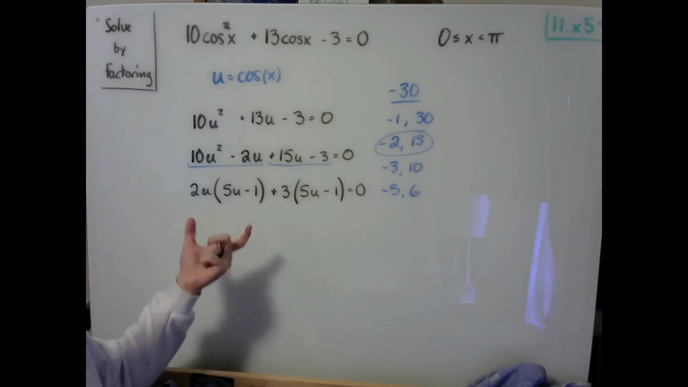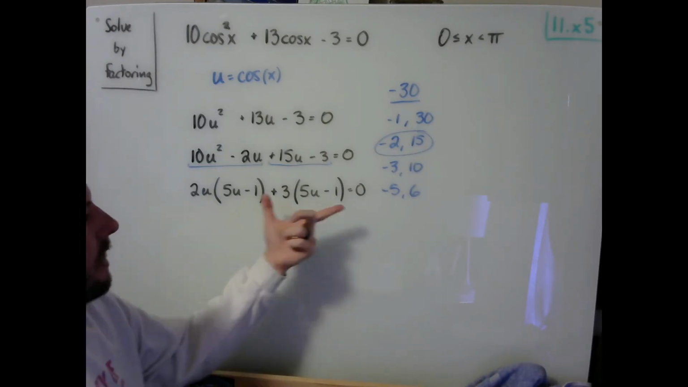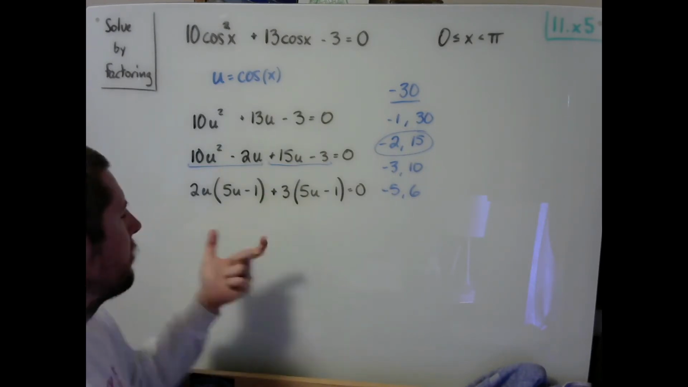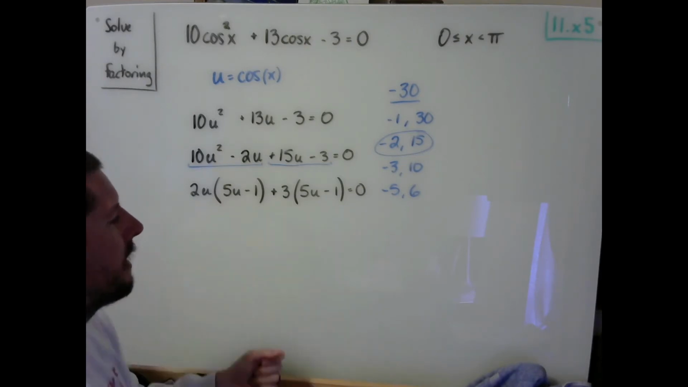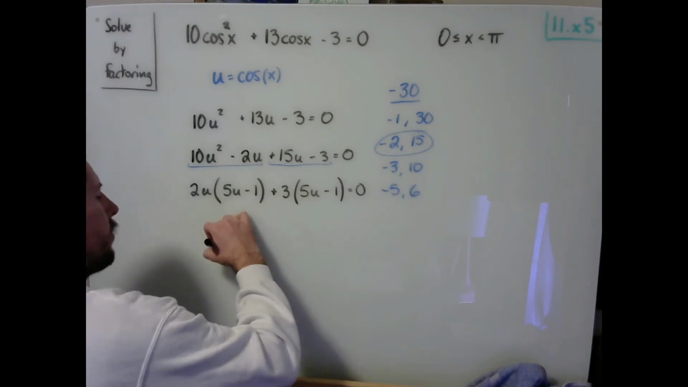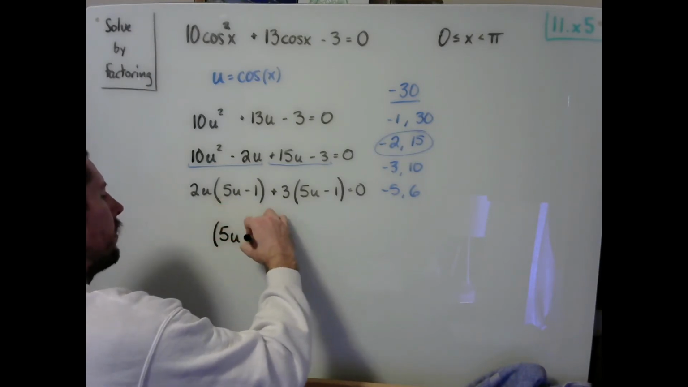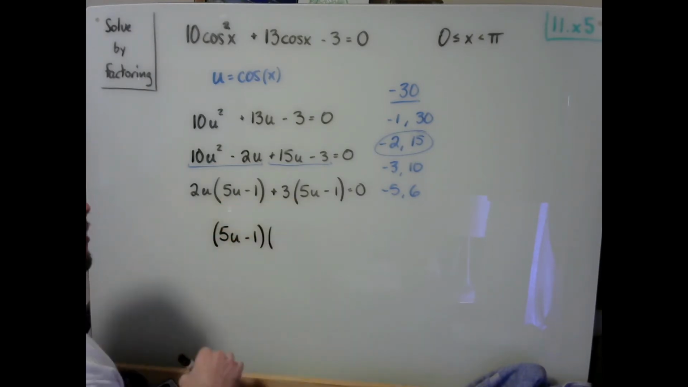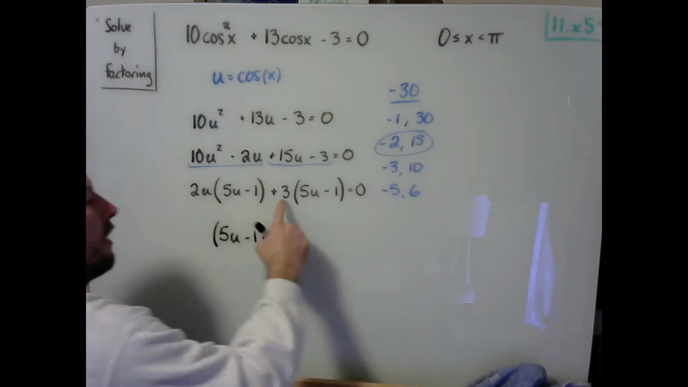Now I'm going to recognize that in this term and in this term, both of those terms have a common factor of 5u minus 1. So I'm going to factor out the 5u minus 1. And what I have left over is 2u plus 3.